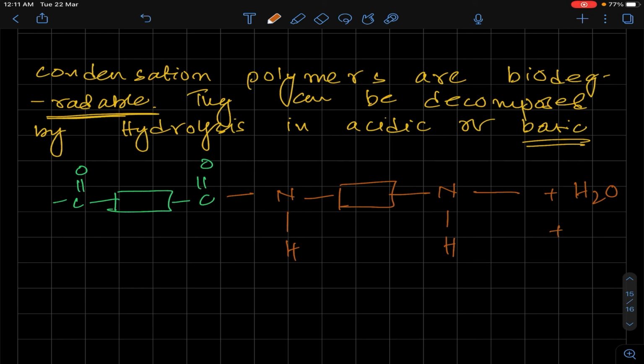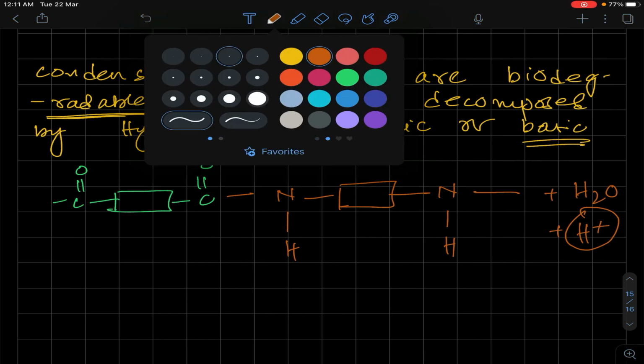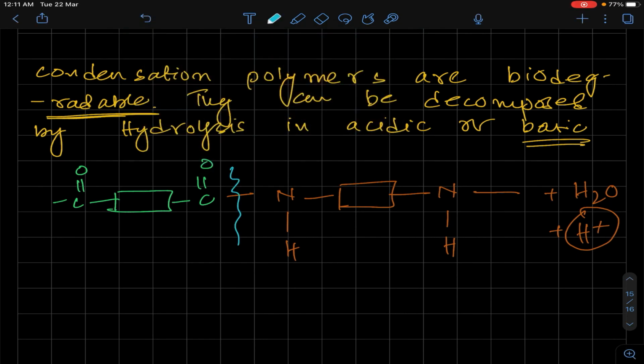Water itself cannot break the condensation polymers, so it would work in acidic medium. Now there is no need to know the mechanism of this reaction. You just have to memorize that in acidic medium, the linkage which was formed between the acid and the amine group would break. So this was the linkage, it would break, and both the acid and the amine group would regain what they have lost in the making of this polymer. So this nitrogen would regain its hydrogen, and this carbon would regain its OH. So this is called hydrolysis.